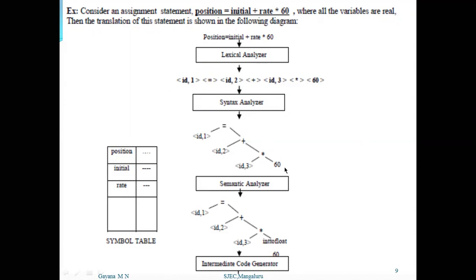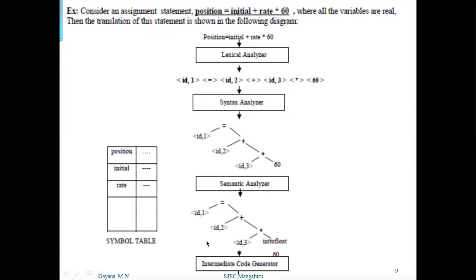How is the syntax tree constructed? Initially, you need to perform rate into 60, correct? Rate is represented using the token ID3. You're performing ID3 into 60, and this answer gets added with ID2, and this answer is then stored into ID1. This is the syntax tree being constructed. It is then given to the semantic analyzer.